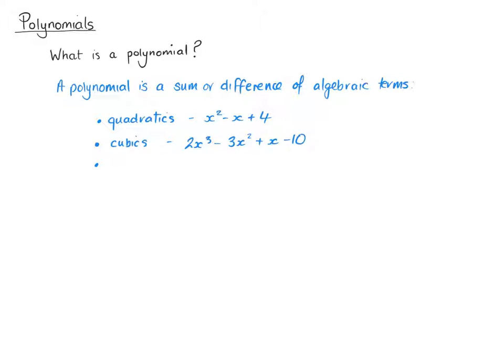And we have quartics, which are, for example, x to the 4 minus x squared plus 2. So it's a mixture of addition and subtraction of algebraic terms, and we can have a number on the end. A really important thing is that all indices, or all powers, must be whole numbers.